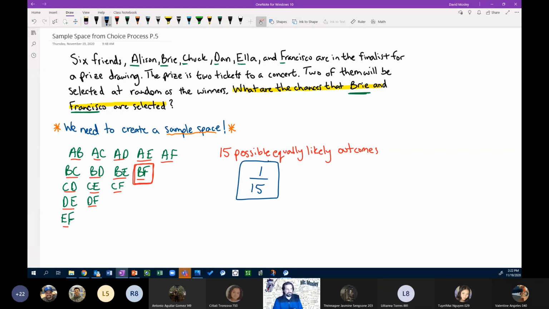Right. And we could do different combinations of, like, what are the chances that someone is selected? Well, there's 5 possibilities, right? We can do different combinations of chances of things using the sample space. Any questions on the sample?